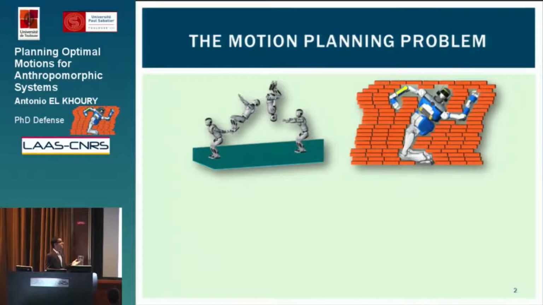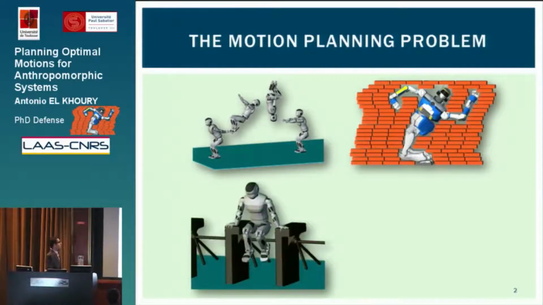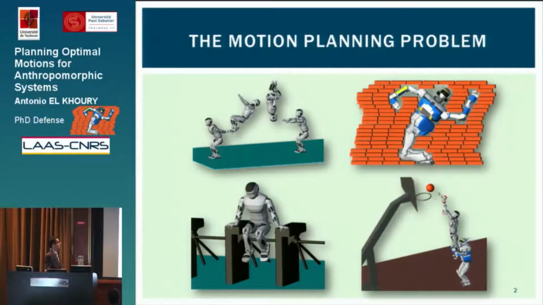We also need to make sure that we do not have any intercollisions between the different limbs of the robot. This is very crucial for anthropomorphic systems, since they are highly redundant systems. So we could very easily have collisions between the feet, or between the hands, or between the feet and the hands, and so on.